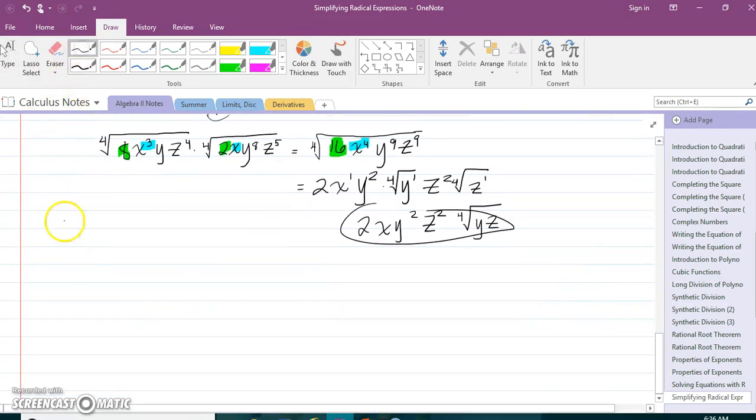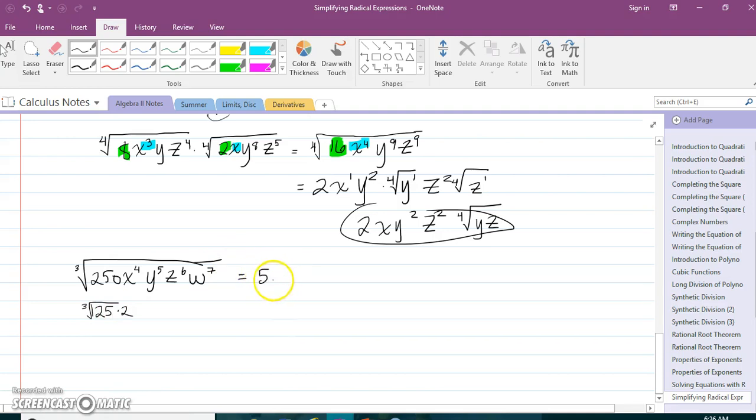All right, let's do this one here. Let's try the cube root of 250, x to the 4th, y to the 5th, z to the 6th, w to the 7th. Now, you might be thinking, oh, that's a lot. But if you do the shortcut way, it's really not that bad. I'm going to do the cube root of 250, and let's see, I need a perfect cube. Let's do 125 times 2. So the cube root of 125 is 5, with the cube root of 2 left over.